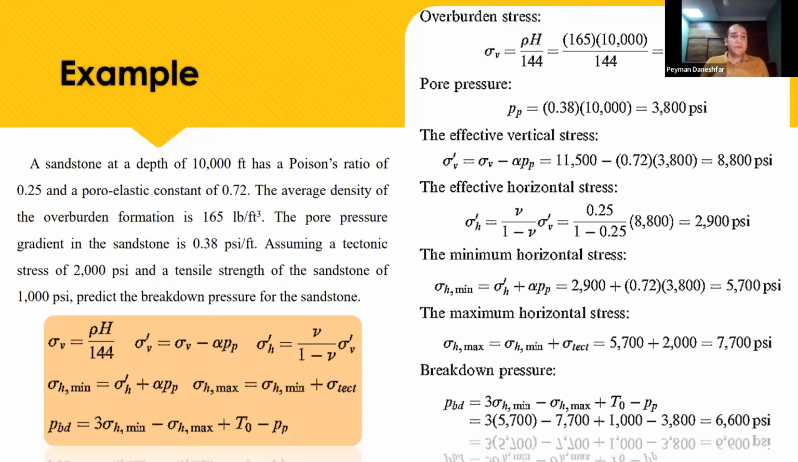The example here is a sandstone at a depth of 10,000 feet. Now we have a depth, a Poisson ratio, and a poroelastic constant. The average density of the overburden is 165 PCF. The pore pressure gradient in the sandstone is given, and assuming the tectonic stress is 2000 psi and the tensile stress of the sandstone is 1000 psi.